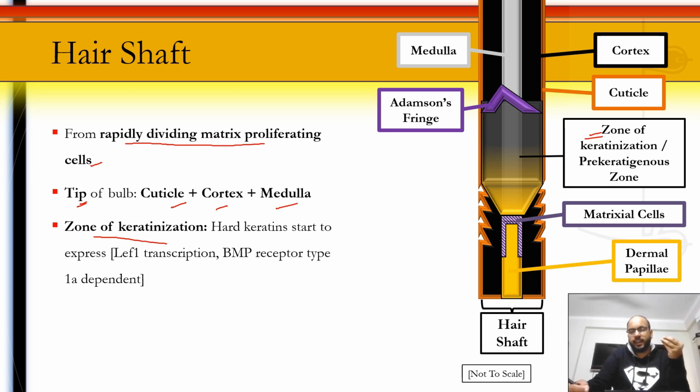When the matricial cells are dividing, they are just forming all the keratinocytes. And as the hair grows, different keratins get expressed. Some are hard, some are softer. Some are softer like the skin, some are hard like the hair. So, in the zone of keratinization, the expression of hard keratins increases, and the hair shaft after the zone of keratinization is formed majorly by hard keratin. Okay. The uppermost part of the zone of keratinization is an inverted V-shaped area known as Adamson's fringe, and that marks the end of the keratinization zone. After that, the hair shaft will be keratinized. Clear? So let's move forward.